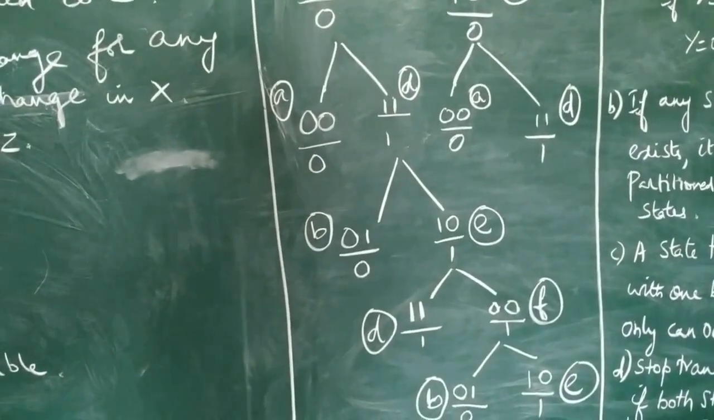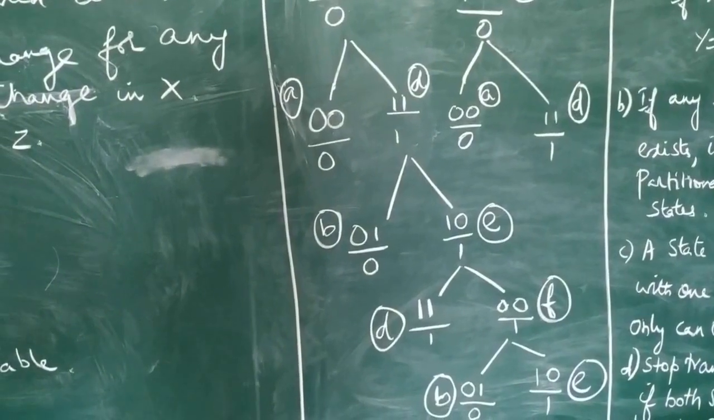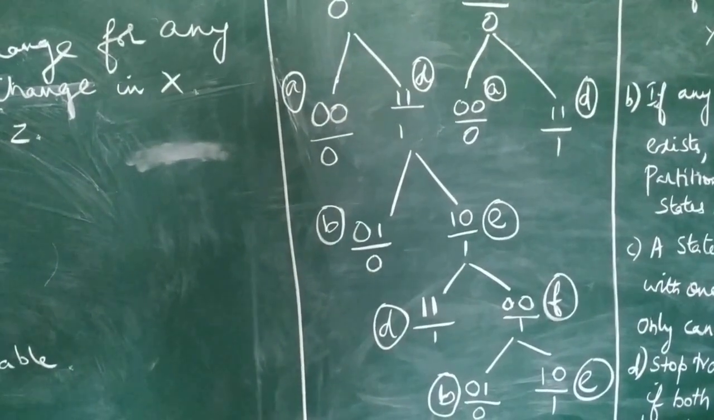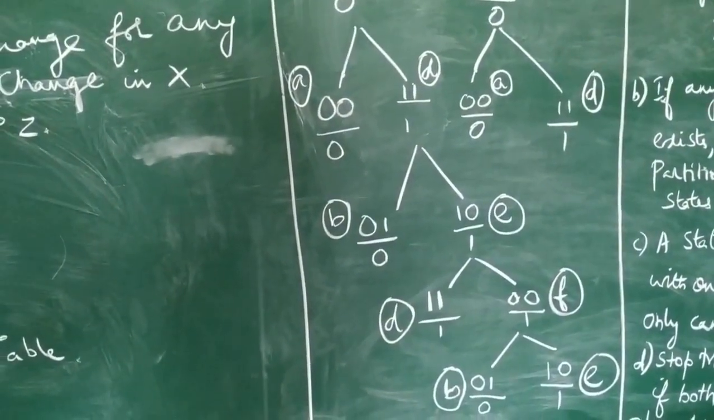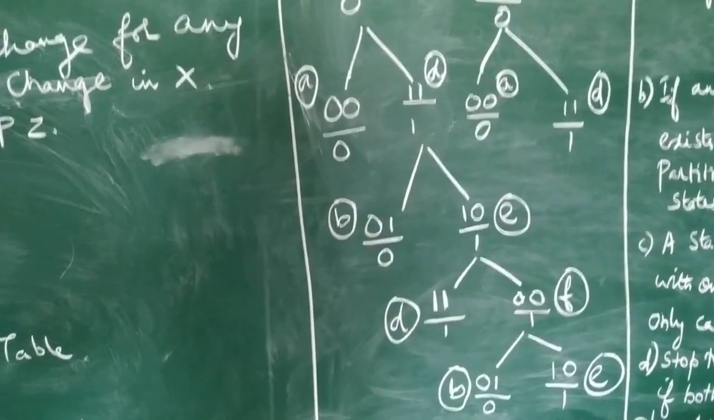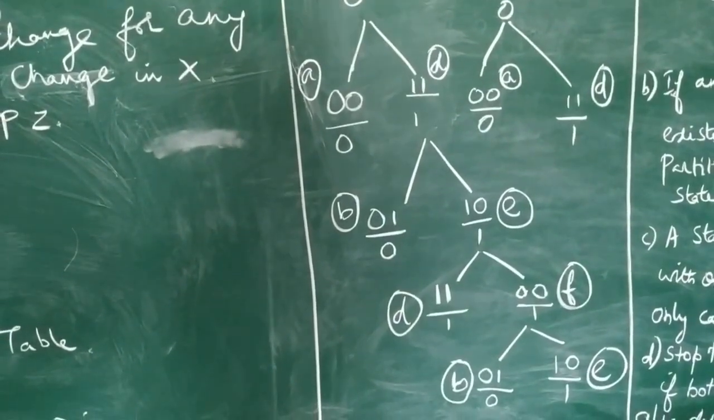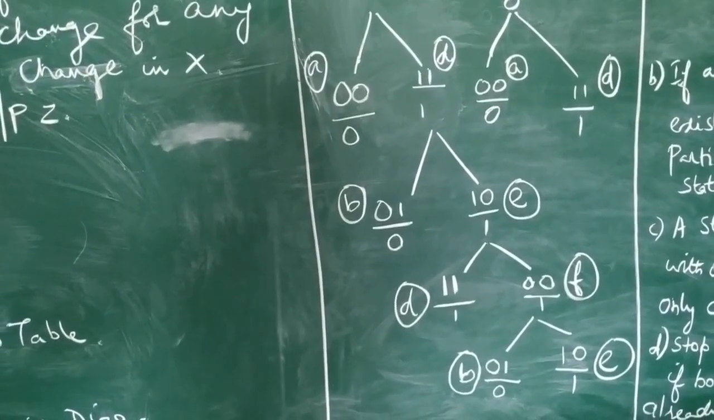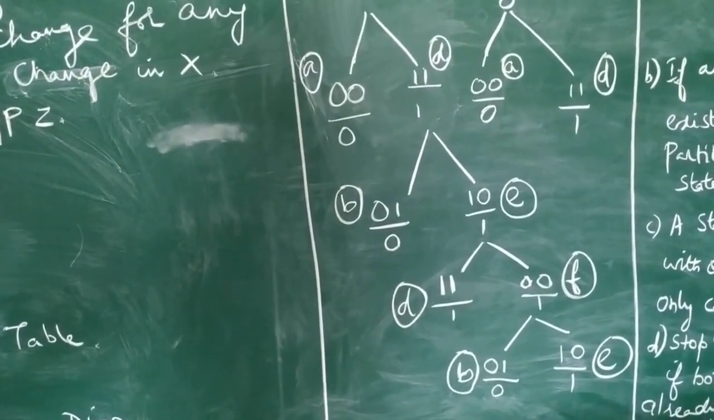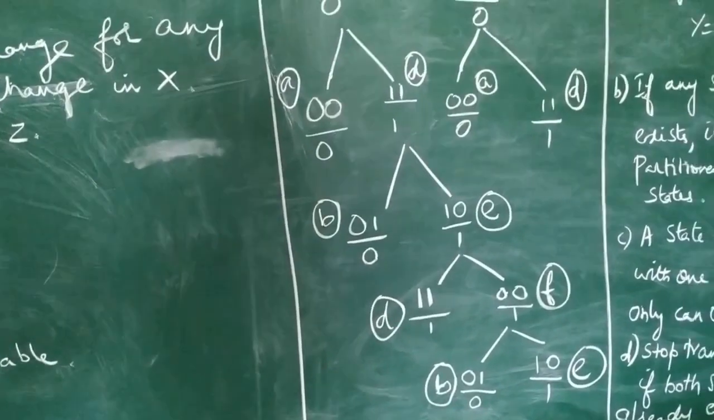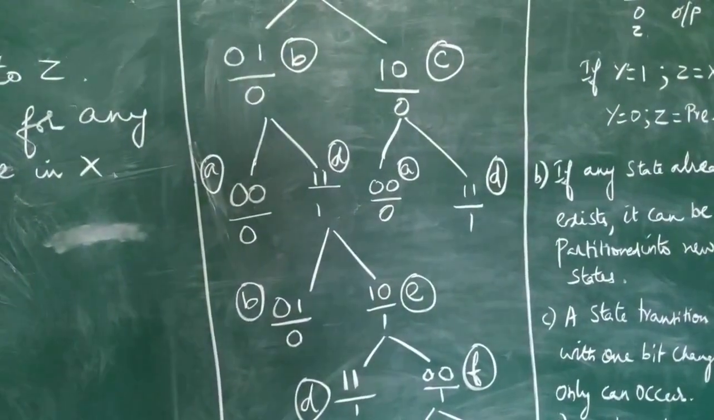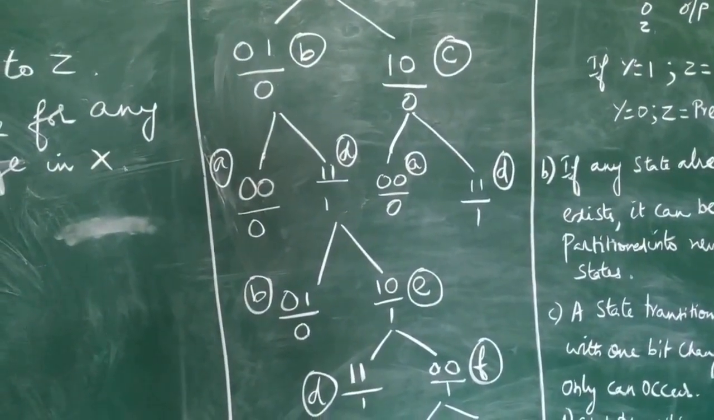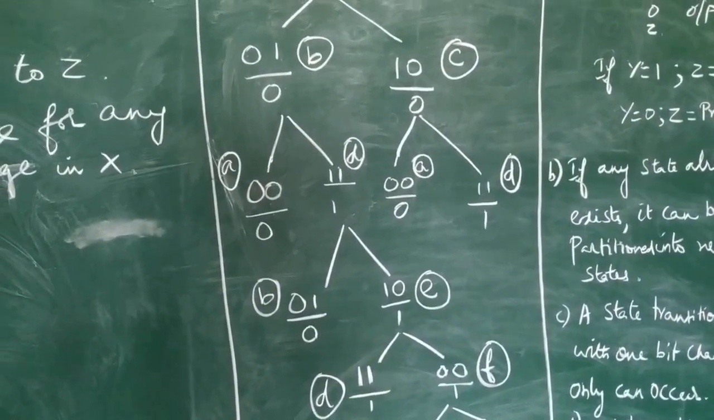Again, how do you write the outputs? When y is equal to 1, z is equal to x. So x is 0 here. So the B state is 0, 1 by 0. Then again the next one, y is equal to 0, z is equal to the previous output. That is the output of the D state. It is 1.